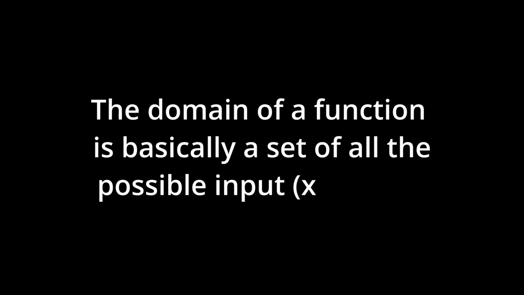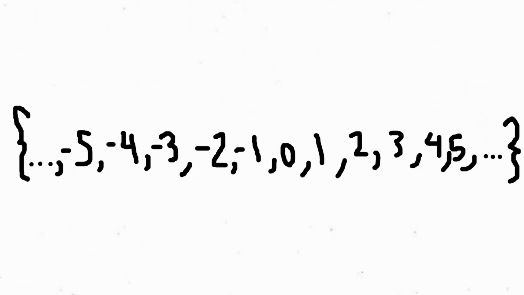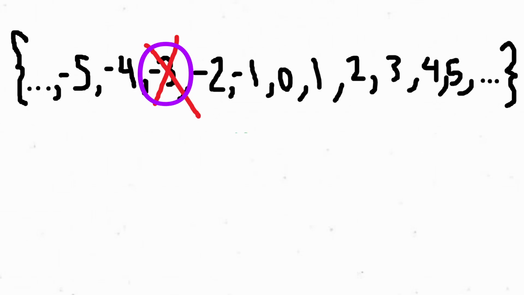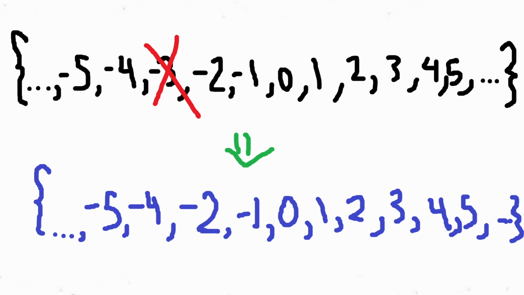Here, something called a domain is also used to describe the function. The domain of a function is basically a set of all the possible input values. To find the domain of a function, start with all real numbers, then subtract whatever value makes the denominator equal 0. Those are excluded from the domain.